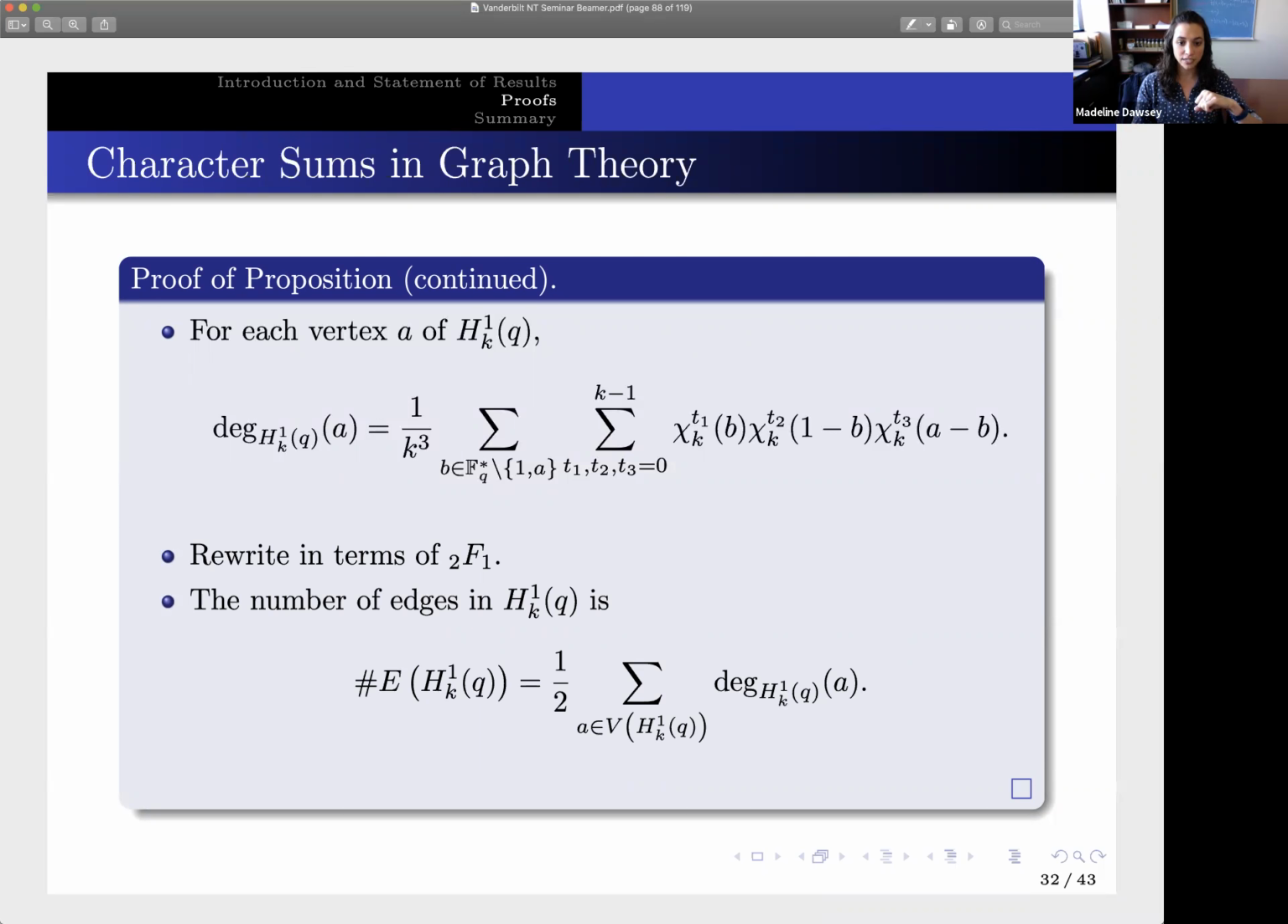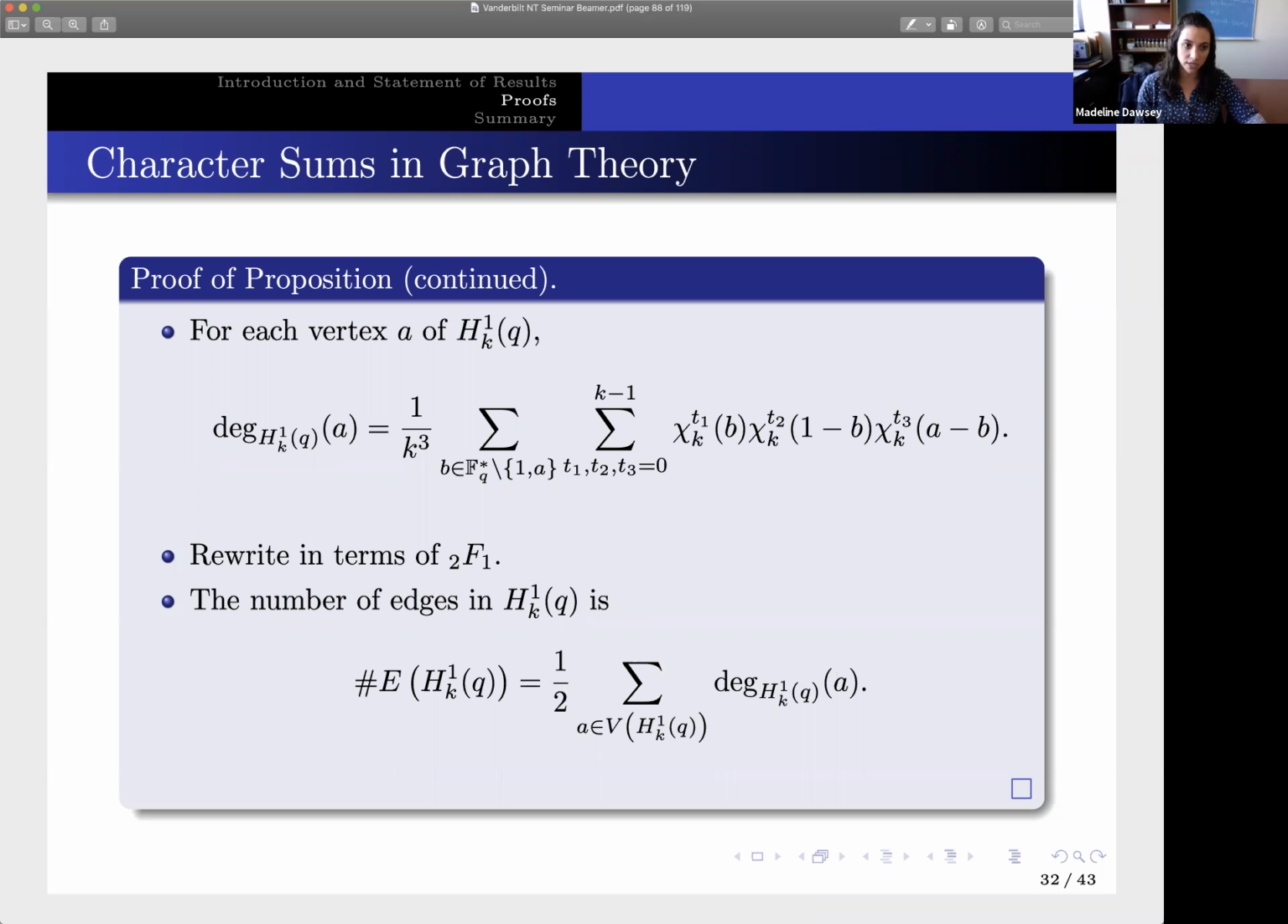And then to find the number of edges, you look at the degree of each vertex, you add all of those up, but then you have to divide by 2 because you counted everything twice. And so we get 1/2 the sum of all the degrees as the number of edges. But when you take a trace of 2F1s, you get a 3F2. And that's by Greene. And so then that's how you get the formula in terms of the 3F2 for the number of edges in HK1 of Q. Okay. So I think it's kind of neat how these character sums show up in graph theory, because I would not have expected that, but it's pretty cool.